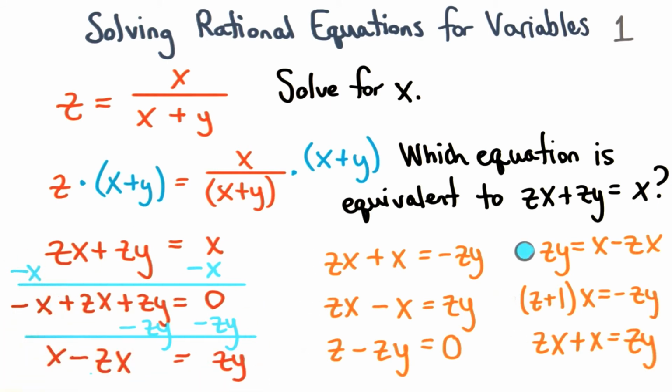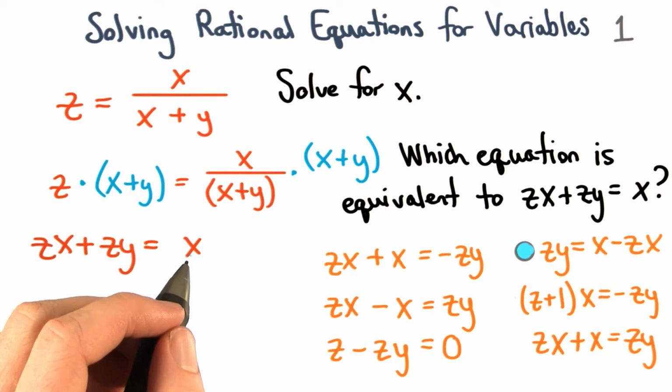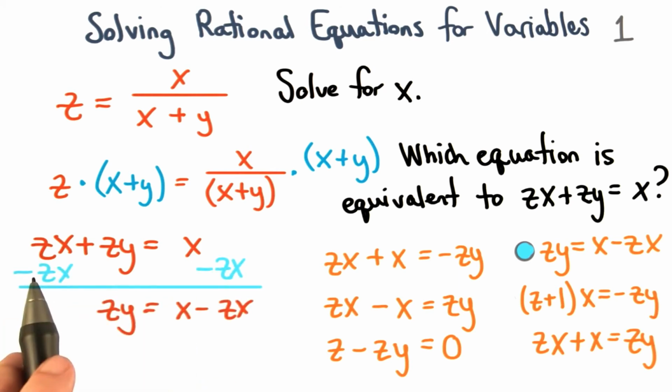This was the tough way to do it. Let me show you a quicker way. We know we want to get these x terms alone on one side of the equation. So if we just subtract zx from both sides, we get there a lot quicker. Zy is equal to x minus zx.